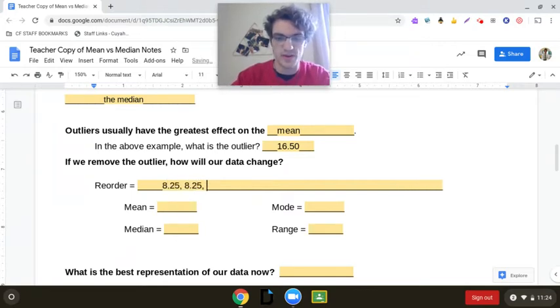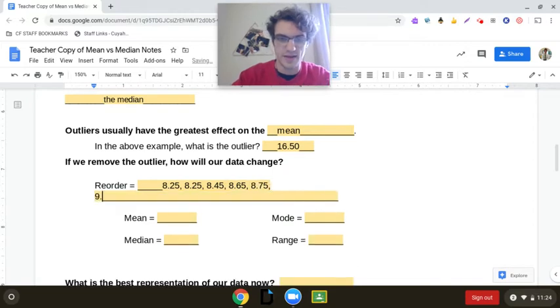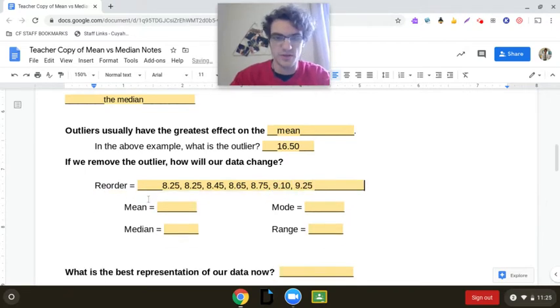825, 825, 845, 865, 875, 910, and 925. I can get rid of a bunch of that line. And then we're going to find the mean again, the mode, the median, and the range. And we're going to see how these values change and if there's a better representation.